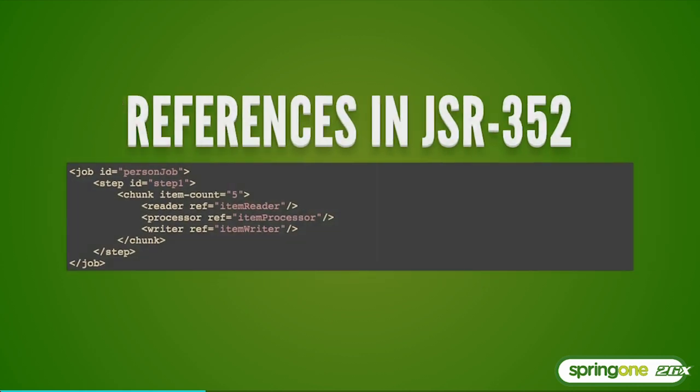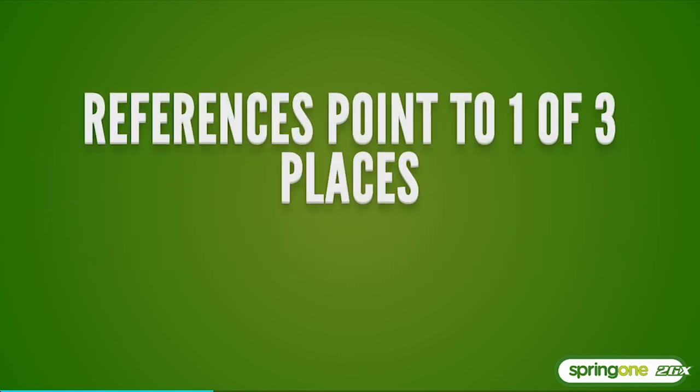So when we look at this configuration for a batch job in the JSR world, I see reader ref equals item reader. I see processor ref equals item processor, and writer ref equals item writer. Where are those pointing to if dependency injection isn't a requirement? It's one of three places. In the Spring world, you have the option of using Spring dependency injection and having it point to a Spring bean. The spec is written in a way that does not require dependency injection, but allows it. We explicitly wanted you to be able to use dependency injection, whether it be Spring, CDI, etc.